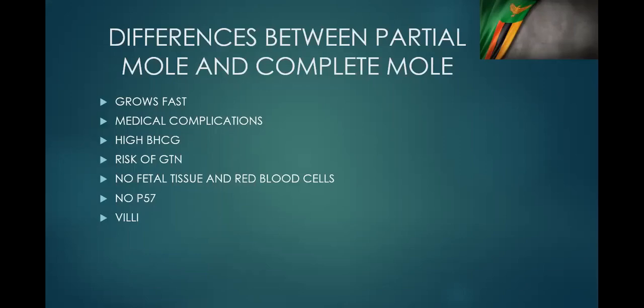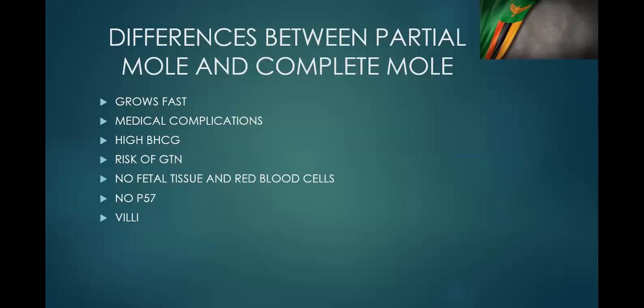Then complete moles have a higher beta HCG if you measure, and they have a high risk of patients developing gestational trophoblastic neoplasia. So the risk of gestational trophoblastic neoplasia in complete moles is about 15 to 20%. And the risk of gestational trophoblastic neoplasia in patients with partial moles is about 1 to 5%. So we can see the difference there.